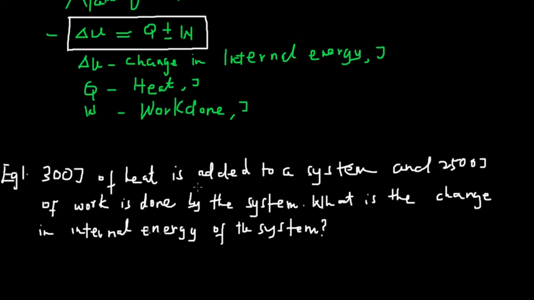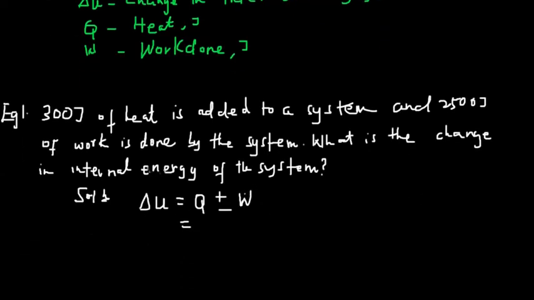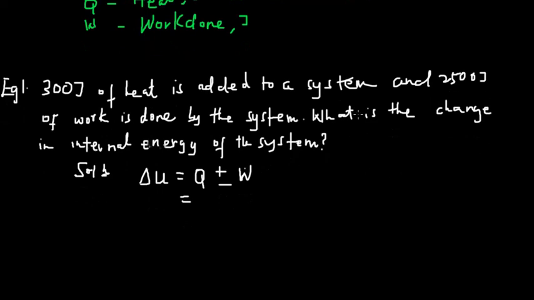So 300 joules of heat is added to a system and 2500 joules of work is done by the system. What is the change in internal energy? Okay, so there's our solution. We know that the change in internal energy is equal to the heat plus or minus the work done. We have 300 joules of heat added to the system, so the heat is positive.